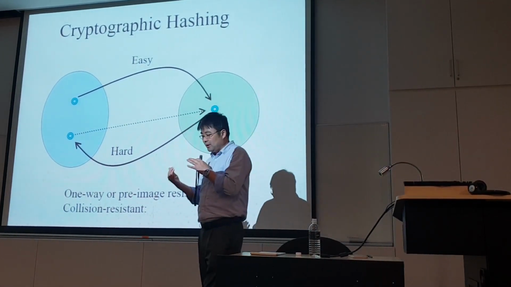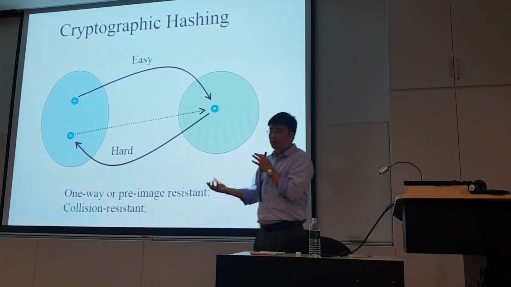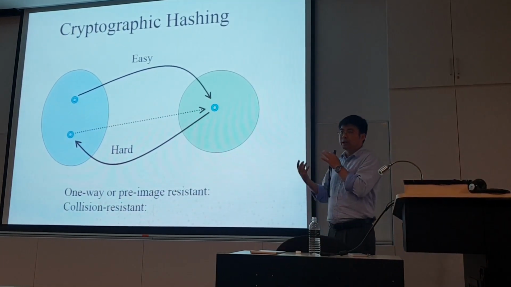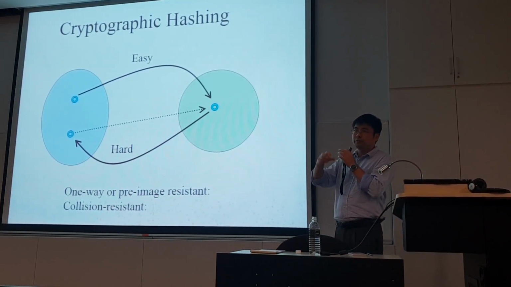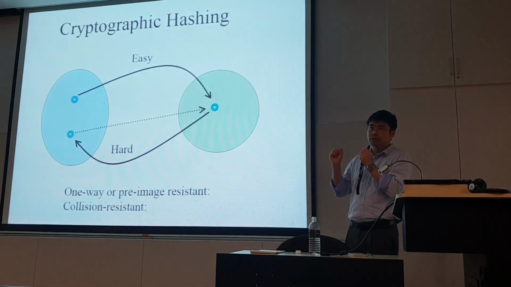One-way means even if the attacker obtains the password table, the attacker does not know your password, because it only stores the hash of the password, and you cannot invert the function to find the password. So that's why one-way is related to security.